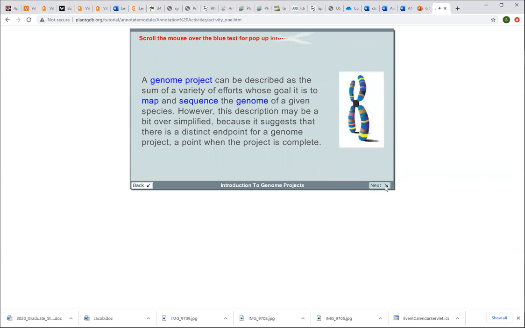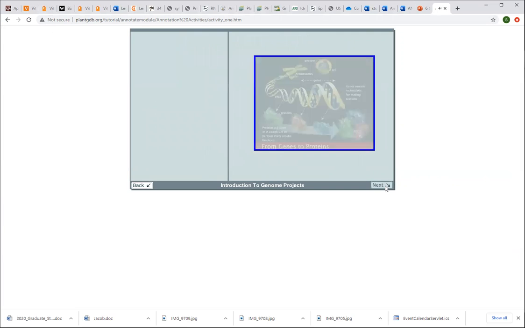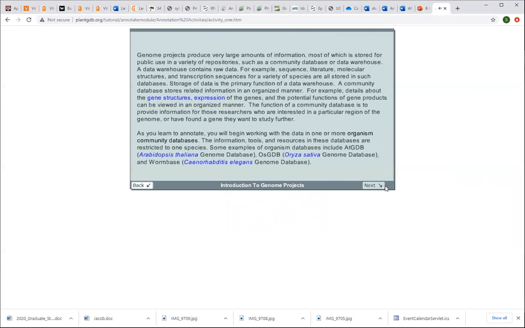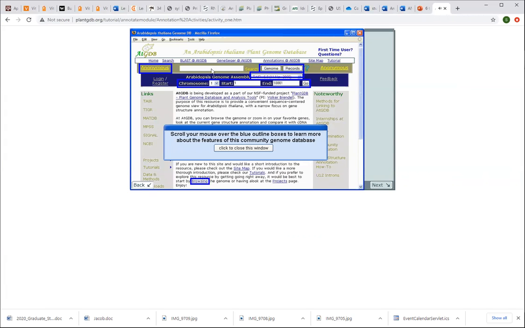So go through, slide by slide introduction. And then there'll be some quiz questions, 5 quiz questions. Make sure you spend some time here to learn what these things are. And this is just one database. Everybody else's will differ just a little bit, but just to give you a sample. All right, that's an introduction to genome projects. And that concludes this short.